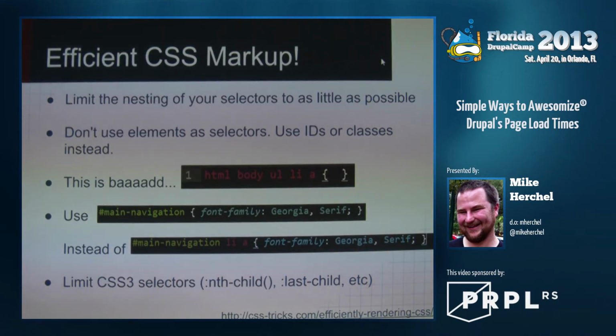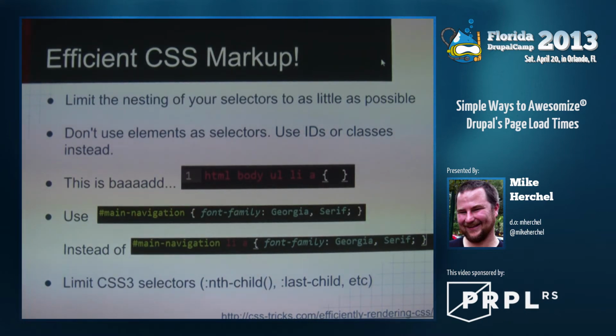Efficient CSS markup. I consider myself more of a front-end developer than anything else with Drupal. So this to me kind of came as a surprise, and I learned about 6 months ago that I was doing stuff the wrong way. So limit the nesting of your selectors. When your browser is interpreting your CSS file, it actually works from the right to the left. The longer it has to go, the more work it has to do.